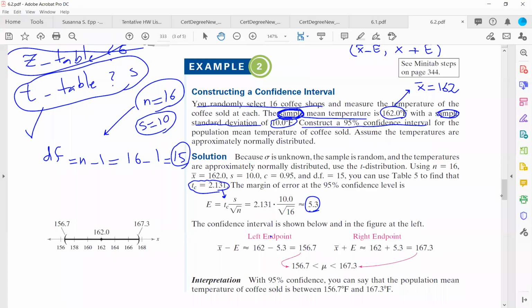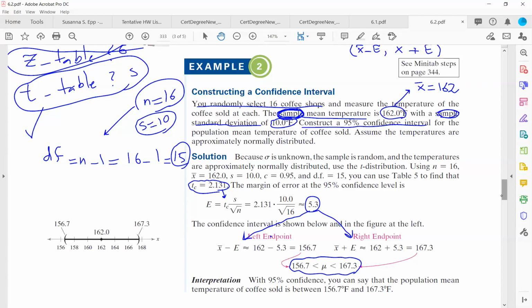Now, we subtract and add margin of error from the point estimate, which is your sample mean. Your goal is to estimate the population mean. So that's why you have to use your sample mean. X bar minus margin of error, 162 minus 5.3, which is 156.7, and X bar plus margin of error, 162 plus 5.3, which gives you 167.3. So the mean of the population is between these two numbers.